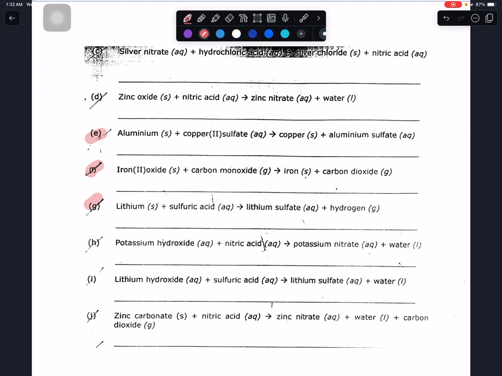What I'll show them is, okay guys, after we have tried chemical formulas, let's apply it to our equations. For E, how am I going to do it? Aluminium, from your periodic table, is just Al. Copper 2 sulfate, we did this just now, so we know that this is CuSO4. Copper is just the metal itself, so it's Cu. And then aluminium sulfate is Al2(SO4)3.